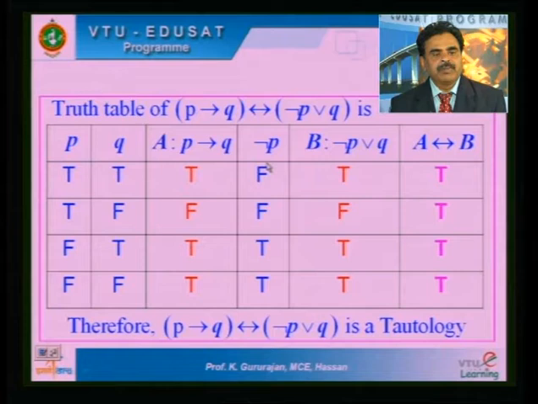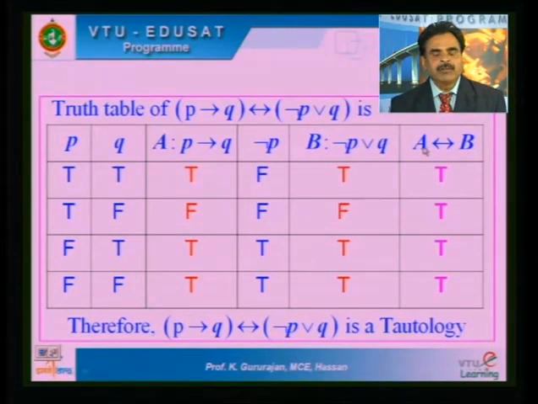Now, what about negation P? P is true, so negation P is false. Again, P is true, negation P is false. Here, P is false, so negation P is true. Here also it is true. Now, what is B? B means negation P or Q. I told you how to construct the truth table of P or Q. All you should remember is FF means F, otherwise it is always true. For example, where is negation P? I have got negation P here. You see, F, F. Got two places, F. Here also it is F, so I have written F. Otherwise, it is always true.